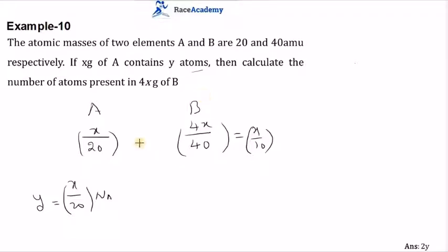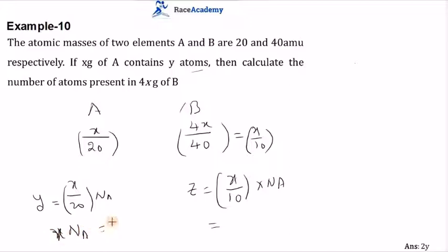And they are asking us to find the number of atoms present in 4x grams of B. If we say this is Z, where Z is the number of atoms of B, then it will become x by 10 into Avogadro number is Z. So if we express its value in terms of Y, then the answer will be completed. Before that, x into Na is there in both the things, so I am finding x into Na from the first formula.